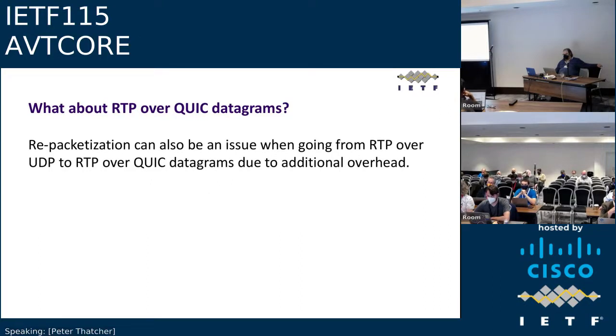Similar, but somewhat different. You still have the problem if you do RTP over QUIC streams. So this isn't unique to QUIC datagrams. It isn't unique to QUIC streams either, because if you have QUIC datagrams, you can have slightly larger overhead. So when you translate in the other direction, from RTP over UDP to RTP over QUIC, you can end up needing to repacketize to make the payload slightly smaller so it fits with the slightly larger overhead. Next slide.